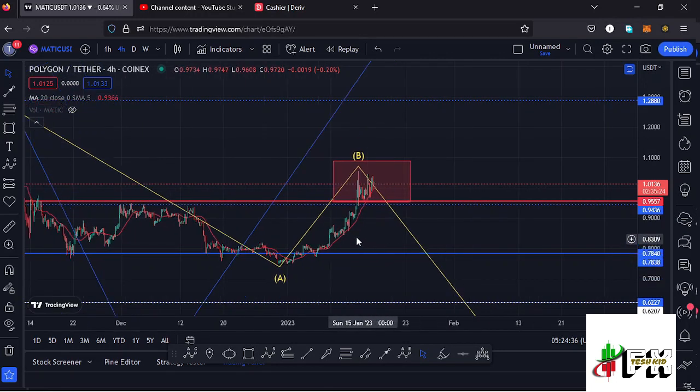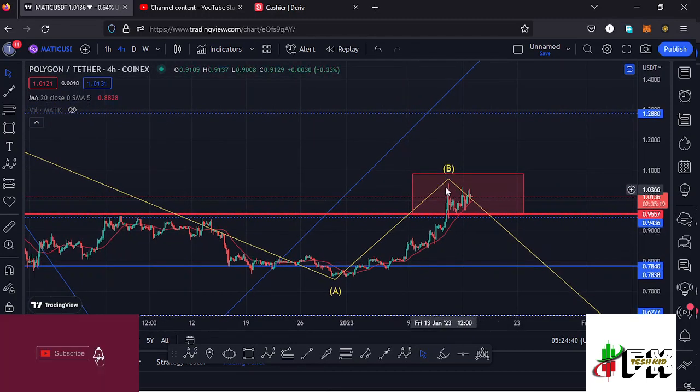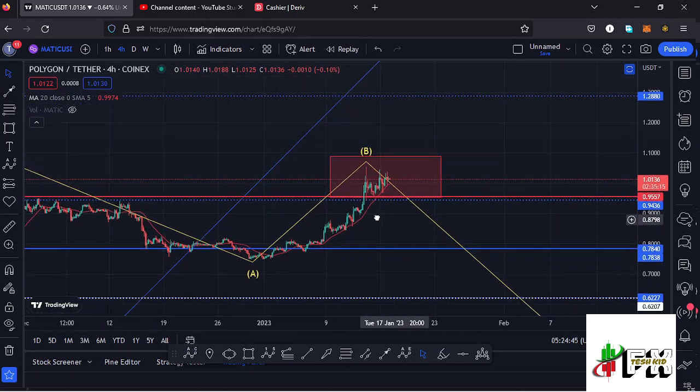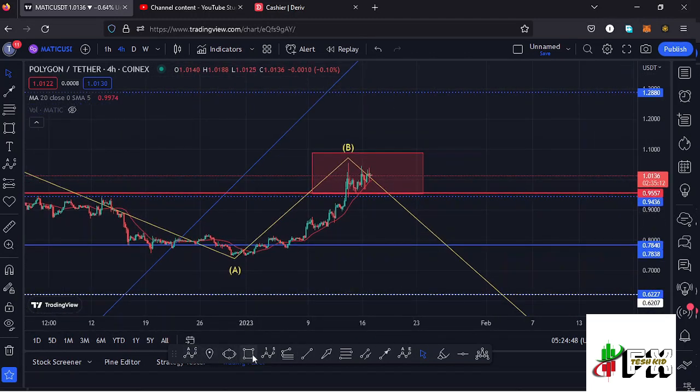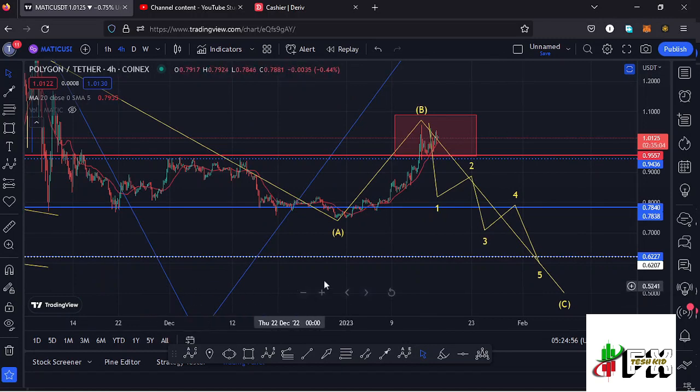And there are chances that we might have made the high for this wave B to the upside after making our high at around the $1.06 mark, and very soon I'm expecting that 5-wave structure to the lower side in the formation of that wave C, having the wave 5 of this 5-wave structure completing the formation of this wave C, and also fully maximizing the formation of that wave 2 to the lower side.